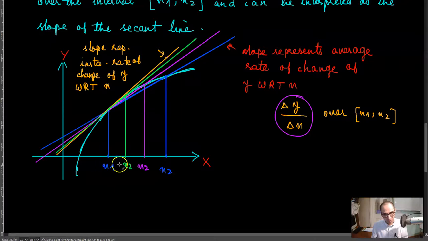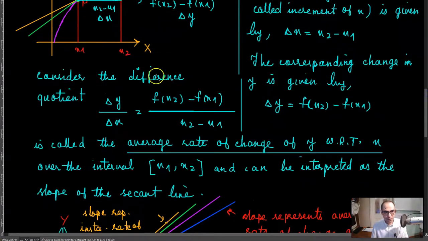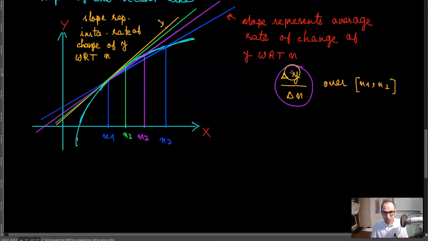So I can allow x2 to approach x1 and calculate the same difference quotient over and over again, making this interval smaller and smaller. And as I do so, the slope of these lines gets closer and closer to the slope of this line. In this process, I will be able to calculate the slope of this tangent line over here, right?